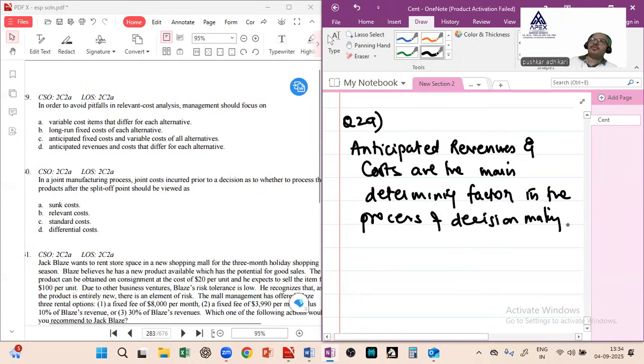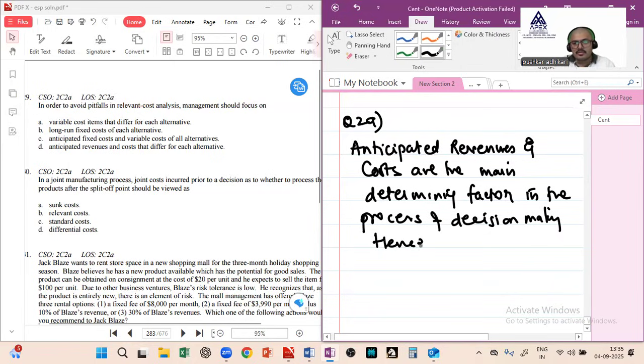See, if somebody gives you four options, all four options are very good options. Which will you choose out of the four ones? The best one. So, in questions that are drafted like this to confuse you, you might say that option A is also correct and option D is also correct. But ask yourself as a businessman, will you focus on differential cost or relevant revenues and total relevant costs? Sir, I will focus on total relevant revenues and costs. Why? Because in those relevant costs, differential cost will automatically get included. So anticipated revenues and costs are the main determining factor in the process of decision making.